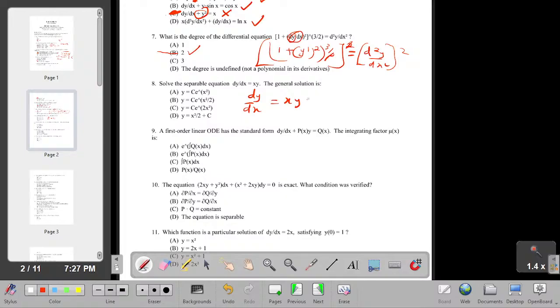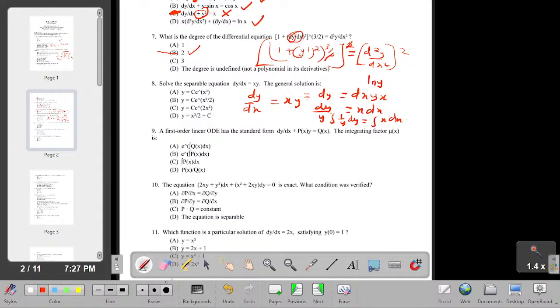So what do I do? I cross multiply. I simply get dy is equal to x multiplying x and y dx. At this point, I separate my y and leave my x. So I'm going to have dy over y is equal to x dx. As simple as that. Now, this will give me what? Integral of 1 over y dy is equal to integral of x dx. If I integrate 1 over y, what am I getting? Ln y.